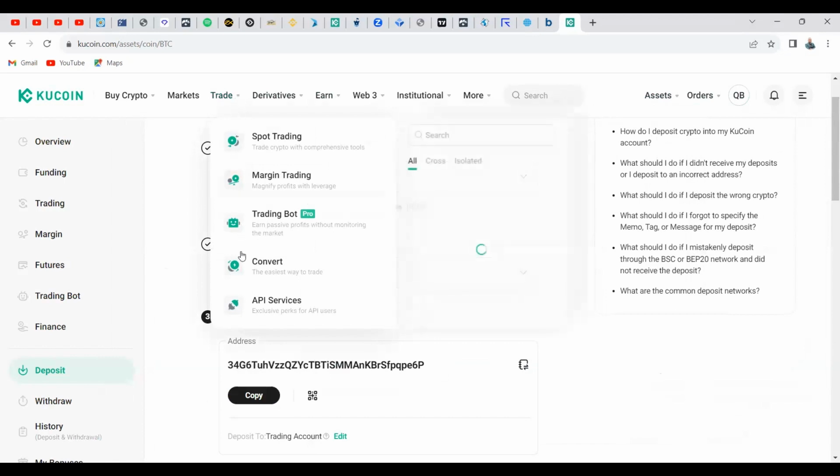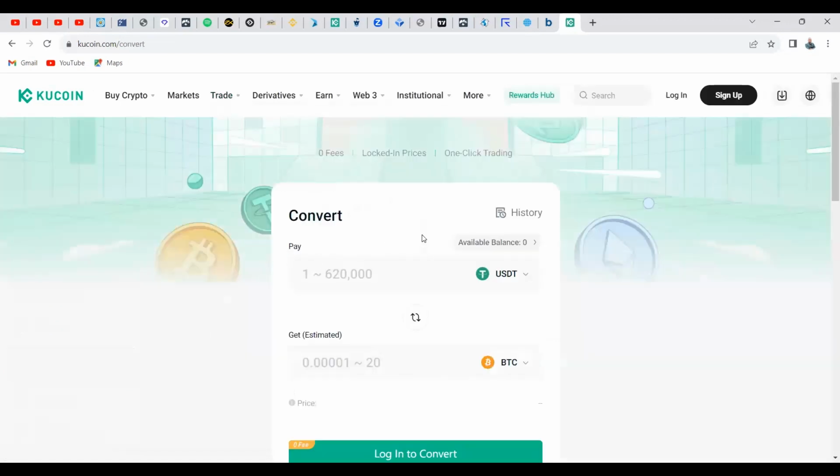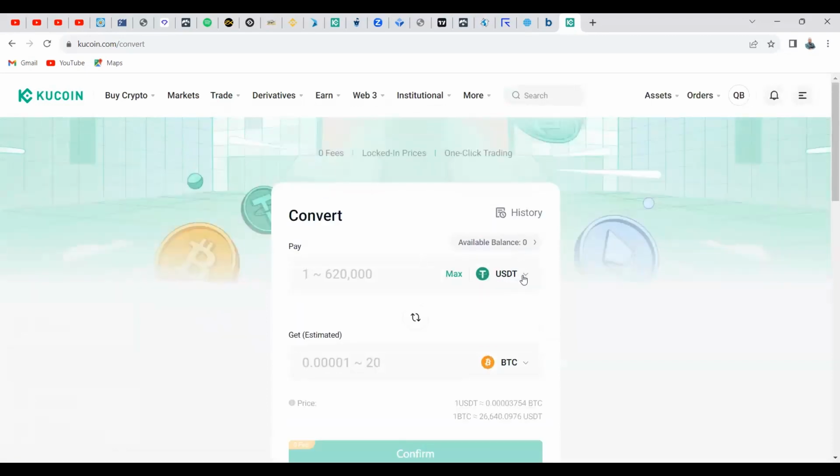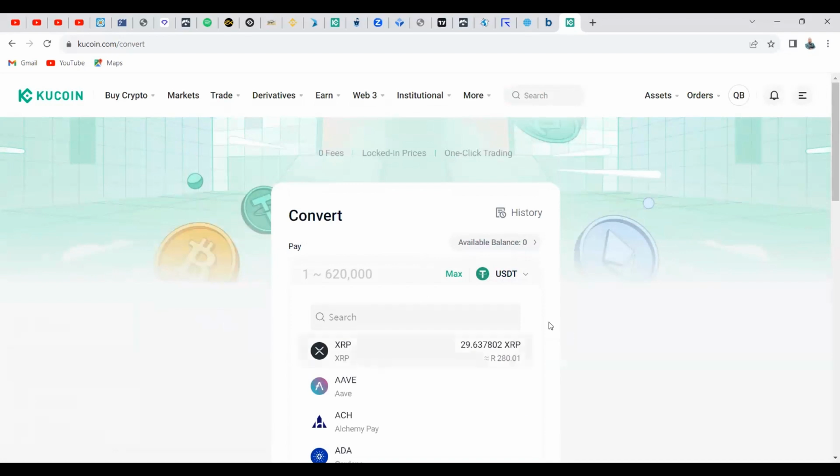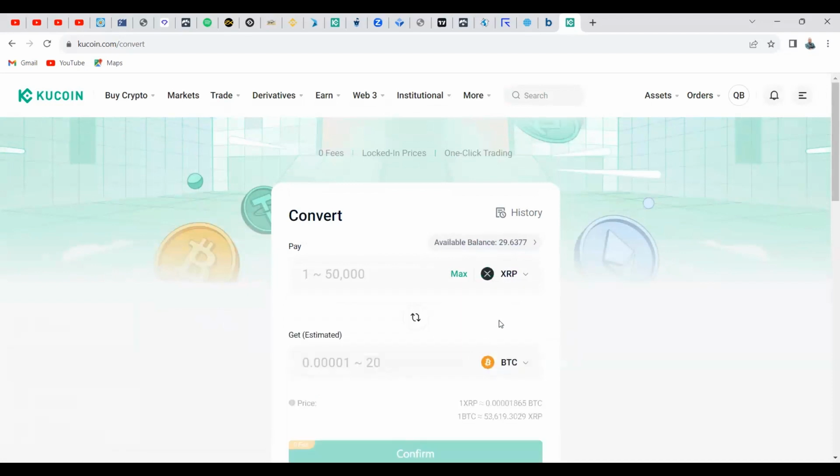The simplest thing I would do is select this option here on trade, and then simply click on convert. Convert would be the easiest way to trade, and I would convert the coins that I had. I can already see that I have XRP over here, which is 29.63782 XRP, which amounts to 280 rands, which is just about 15 US dollars or somewhere over there.